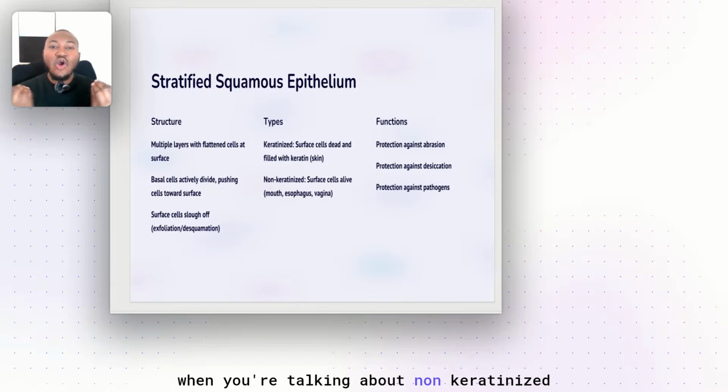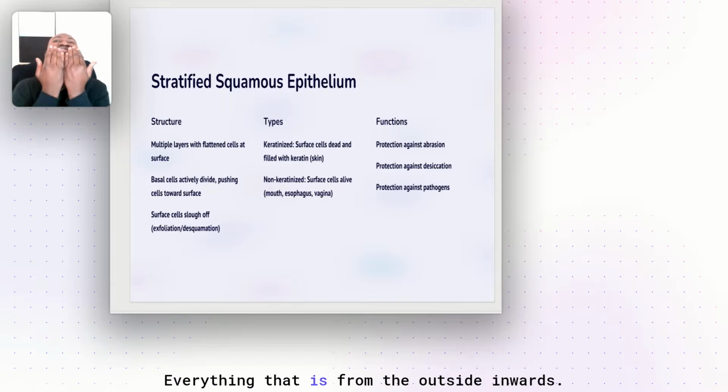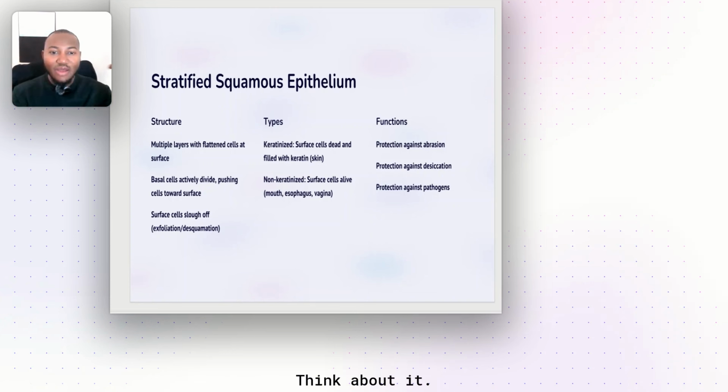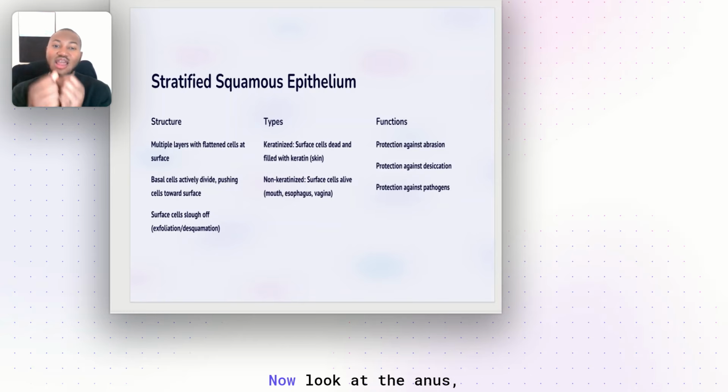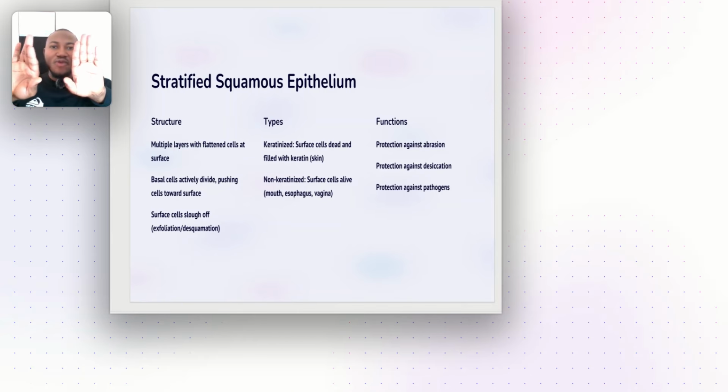And when you're talking about non-keratinized, everything that is from the outside inwards, think about it. The mouth is like an invagination of the skin. So it is what? Stratified squamous. But this time around, it is non-keratinized. Anything inside the body is non-keratinized. Now, look at the anus, for example. It is also from the skin folding inwards. That is stratified squamous, non-keratinized.